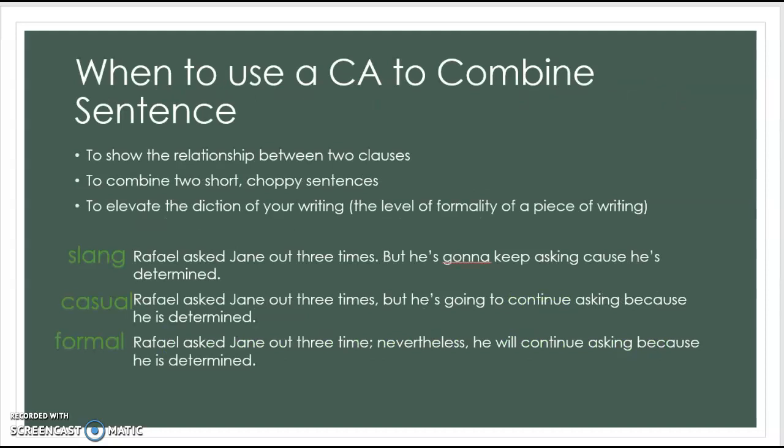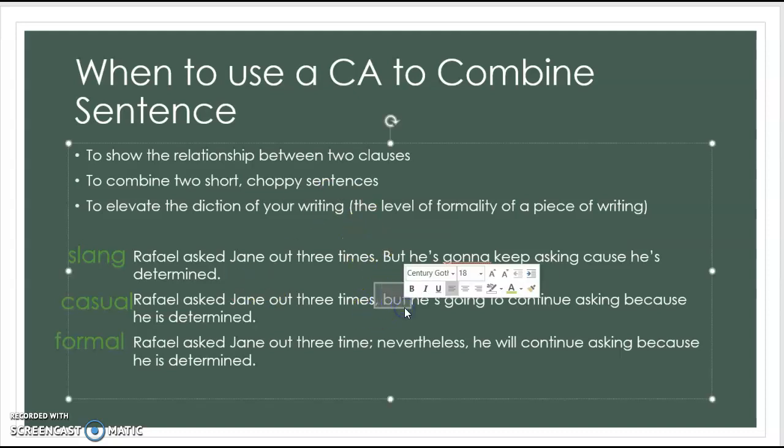So when you want to use conjunctive adverbs to combine sentences, the purpose is threefold. To show the relationship between your two clauses, just like the past. To combine two short, choppy sentences into one, and then to elevate the diction of your writing. And diction is the level of formality. So look at these three examples. The first one is slang. It would never or should never be used in academic writing. The second one is okay. It's grammatically correct. Look, we combined it with the comma fanboy. Okay. But it's pretty casual.